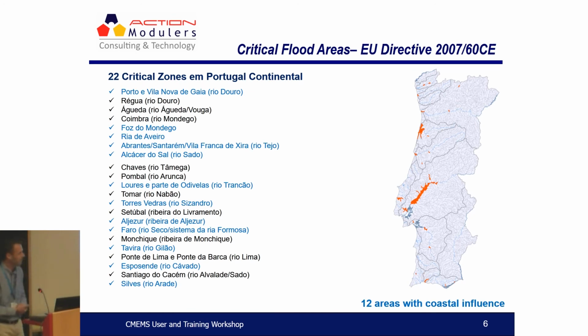We have been working recently on a project for the Portuguese Environment Ministry, to make a flood risk assessment for the entire country. They have identified 22 areas in Portugal, and 12 of them are areas where coastal influence is significant. You can see on this slide all the areas in orange. We have modeled them all, and the ones marked in blue have influence of the coast.